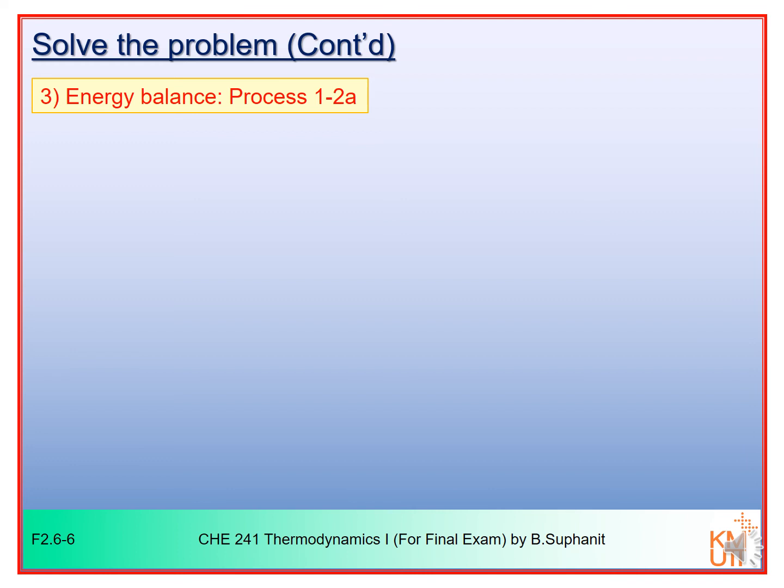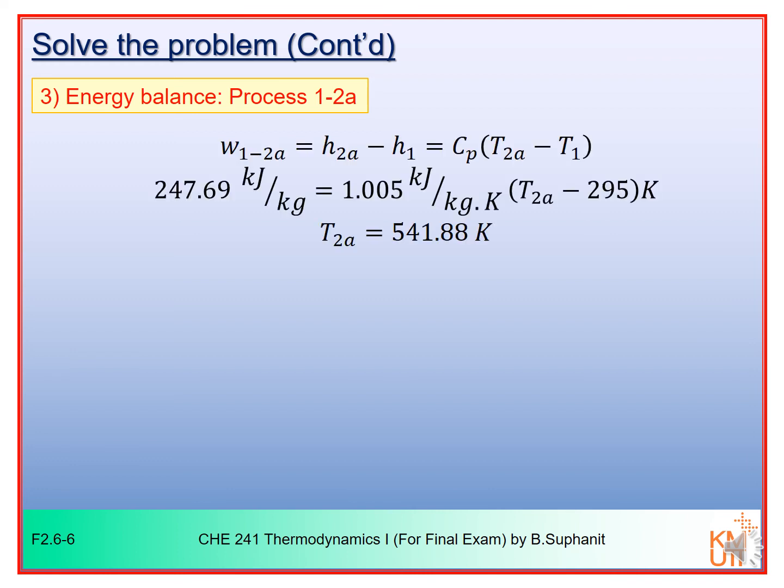Combining mass and energy balance equations, we have W12A equal to Cp multiplied by T2A minus T1. We get T2A at 541.88 Kelvin. When compared to the isentropic compressor exit temperature, or T2S, the actual compressor exit temperature is higher due to irreversibility during compression.